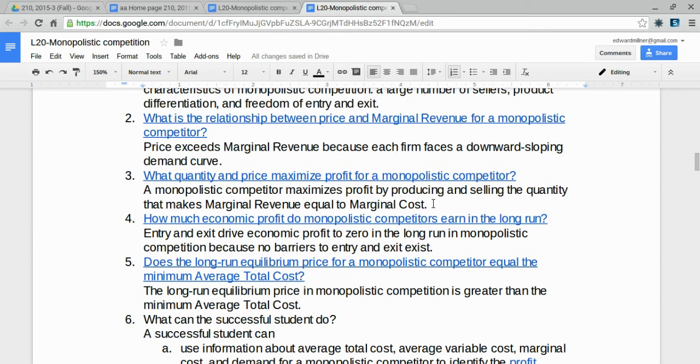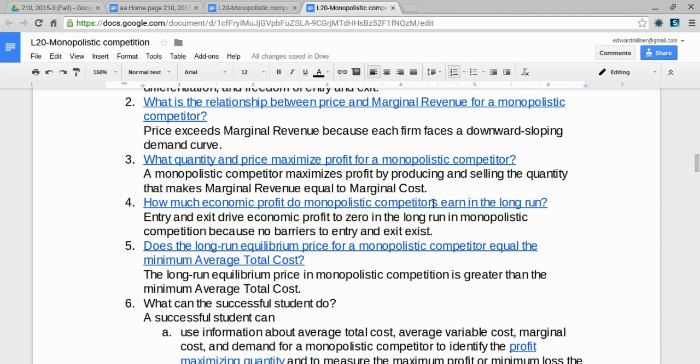However, entry and exit drive economic profit to zero in the long run in monopolistic competition because no barrier to entry and exit exists. This is the part that's similar to perfect competition. Long run economic profit equals zero. The long run equilibrium price in monopolistic competition winds up being greater than the minimum average total cost. This is another little difference between monopolistic competition and perfect competition.